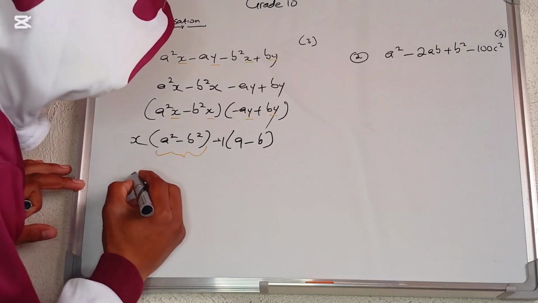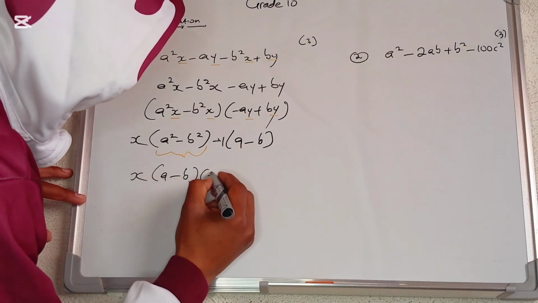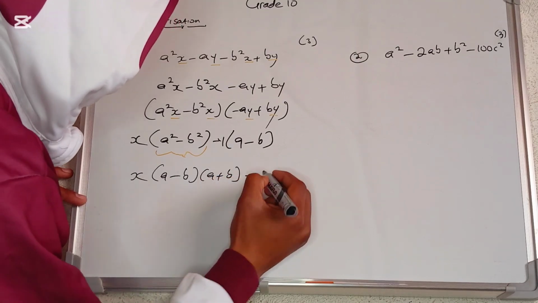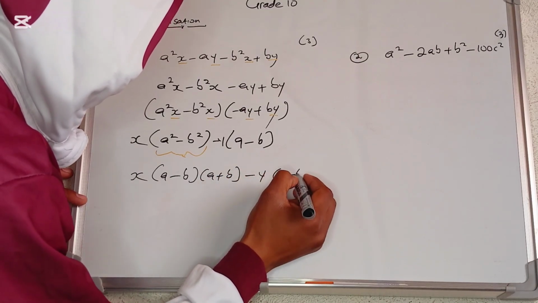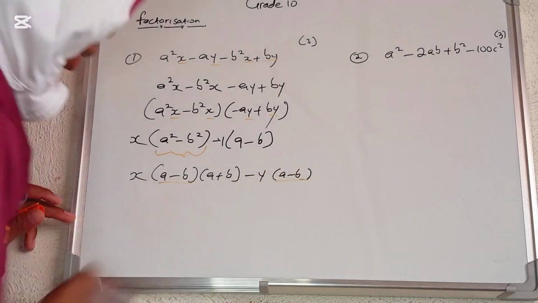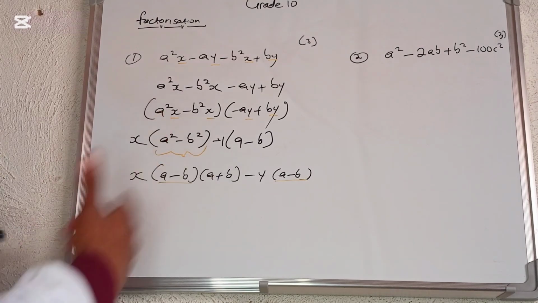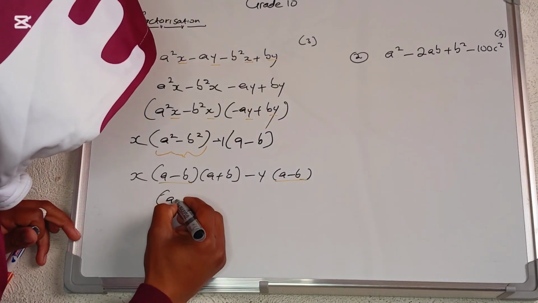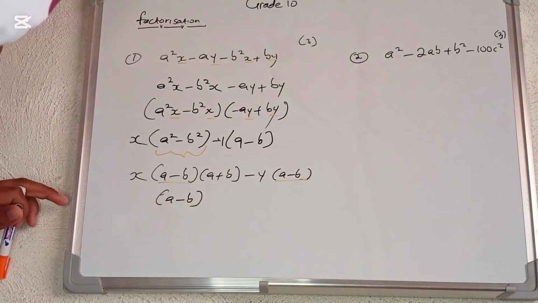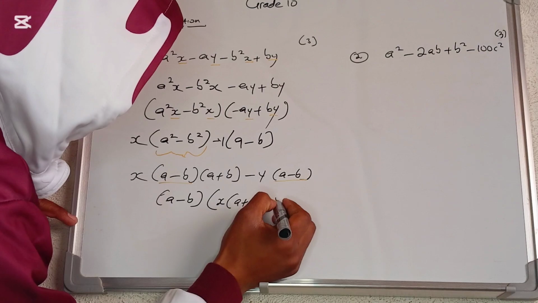So we're going to have what? x into a minus b, a plus b, minus y into a minus b. So now we have things that are common for us to be able to conclude our answer. a minus b, they are common. So we're going to take out what? The common factors. So when taking out the common factor, we're going to have a minus b, and you're going to be left with x, a plus b minus y.